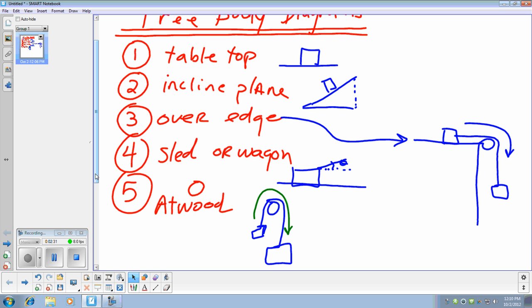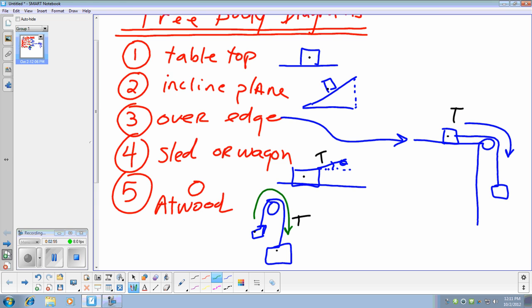We can find the masses of our objects in a variety of these scenarios. We can find the acceleration of these objects. In the examples with the over the edge, we can find tension. We can find the tension of the string in a wagon problem. We can find the tension of a string in an Atwood problem. We can also talk about friction and what these different friction values will be.